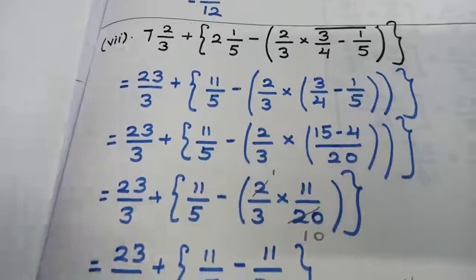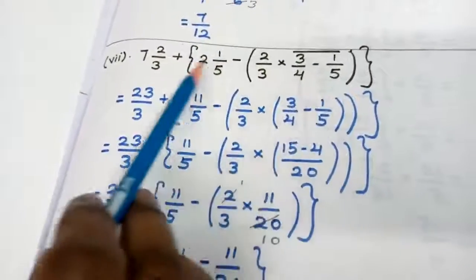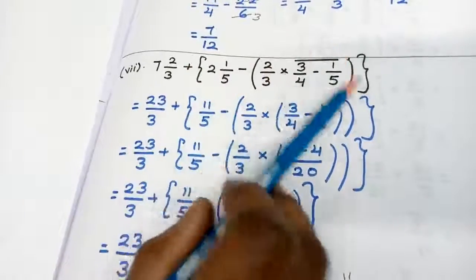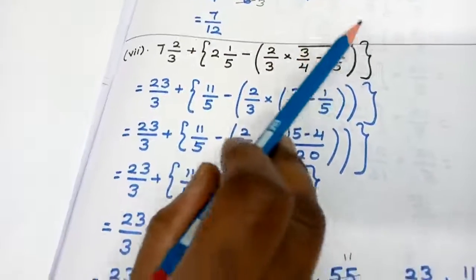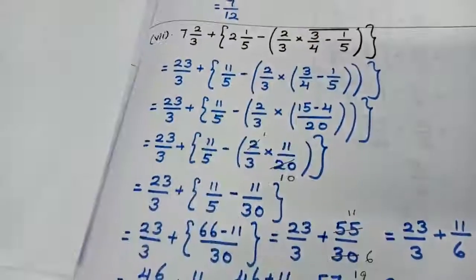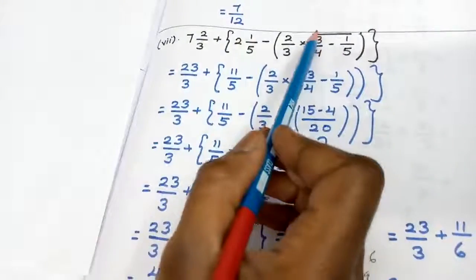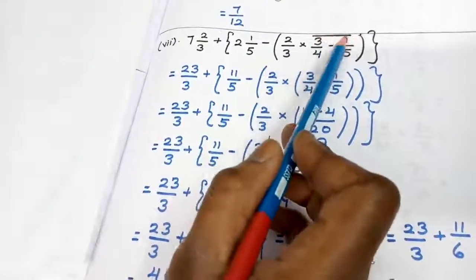Question number 7. If you see here, we are having 3 different types of bracket. One is flower bracket, open bracket and a bar line. First I am going to go to the innermost part, students. So be careful, the innermost bracket, but in brackets itself we are having 3 different categories. We are going to go for the bar line.